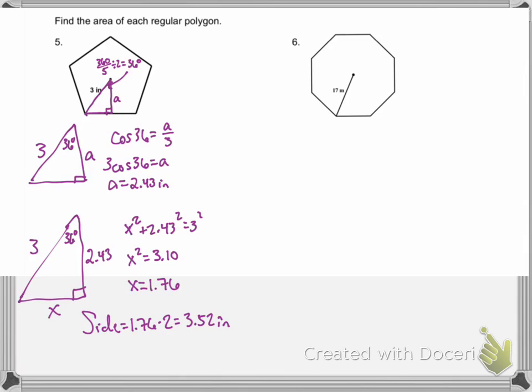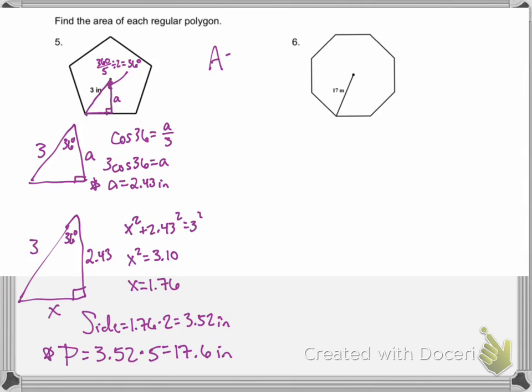Which then also means we can go find our perimeter. One side is 3.52 times the fact that we have 5 sides. Means we have a perimeter of 17.6 inches. Okay? So we have the apothem. We've got the perimeter. I am going to star those because that way when you look back in your notes, you'll see where you get these numbers from.